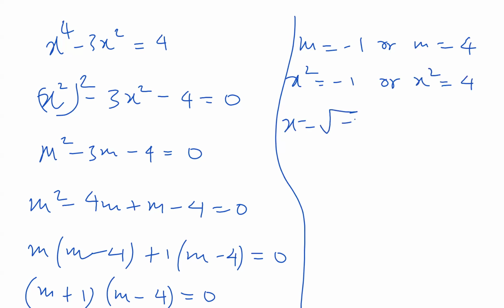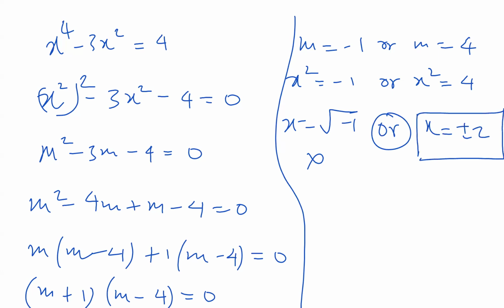So x is equal to root of minus 1. Since this is complex, we will discard this particular case. x and y are supposed to be real values. It's given in the question. Or x is equal to plus minus 2. So there are two different values of x, right? Now we will compare the imaginary parts.